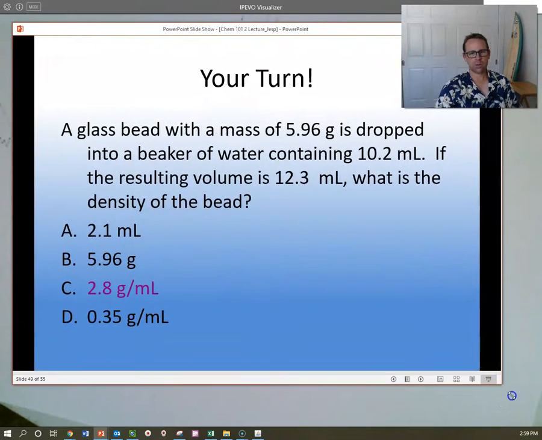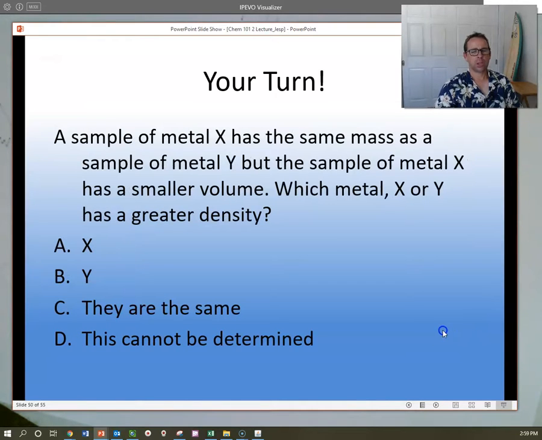Okay, so here's another one. A sample of metal X has the same mass as a sample of metal Y, but the sample of metal X has a smaller volume. So we want to know which metal, X or Y, has a greater density. Which has a greater density?